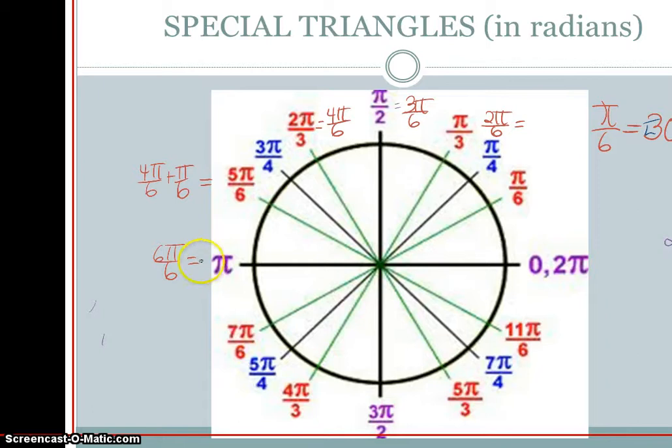So remember with our 45-degree angles, when we broke this up into 4 equal pieces, our pi was 4 pi over 4.